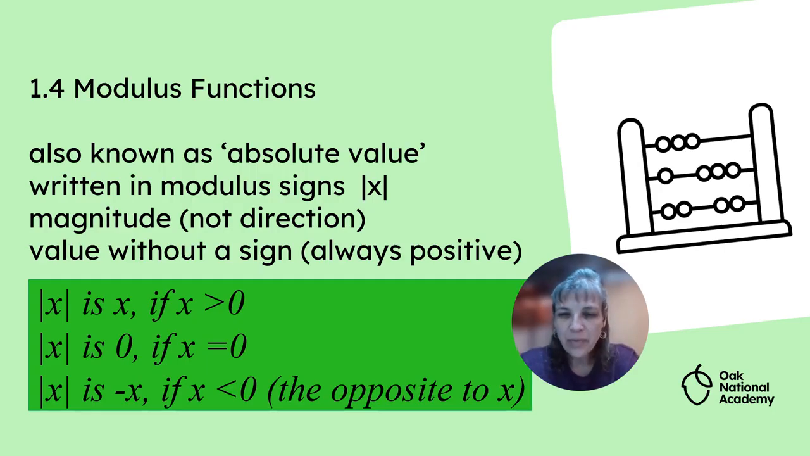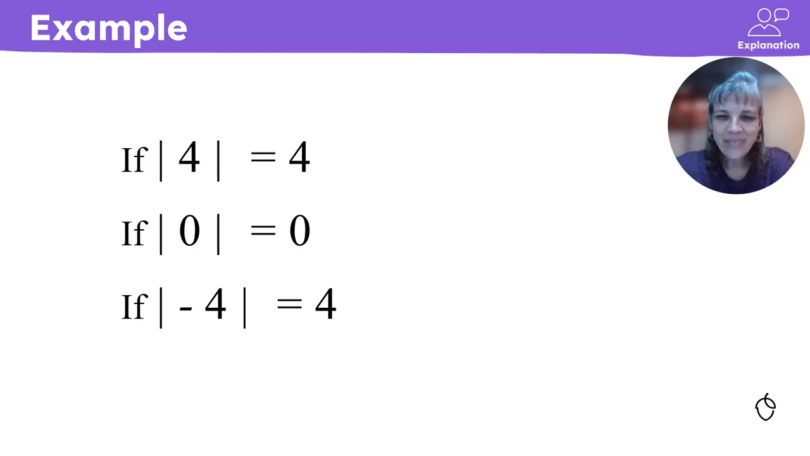Let's look at it with numbers. If you haven't written this down, then pause the video now so that everyone can get this written down. Okay, welcome back. Here you can write down an example: if you have modulus 4, it just equals 4. If you have modulus 0, that just becomes 0. But if you have modulus -4, then that equals 4.